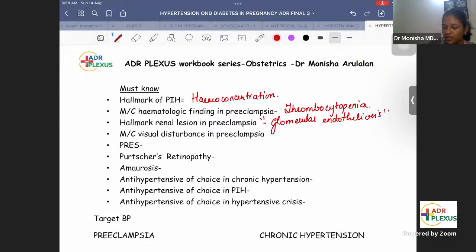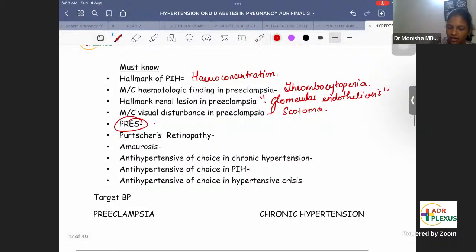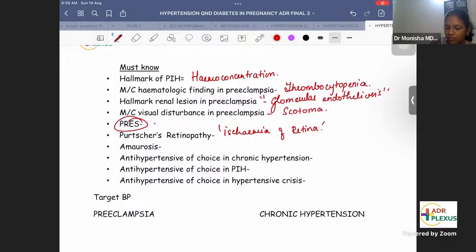Please don't forget this. Most common visual disturbance in preeclampsia, it is scotoma. We'll come to this later. Purtscher's retinopathy, where there is ischemia of the retina, that is what is called Purtscher's retinopathy. Amaurosis, which is called the occipital blindness, but here it is because of the occipital cerebral edema.